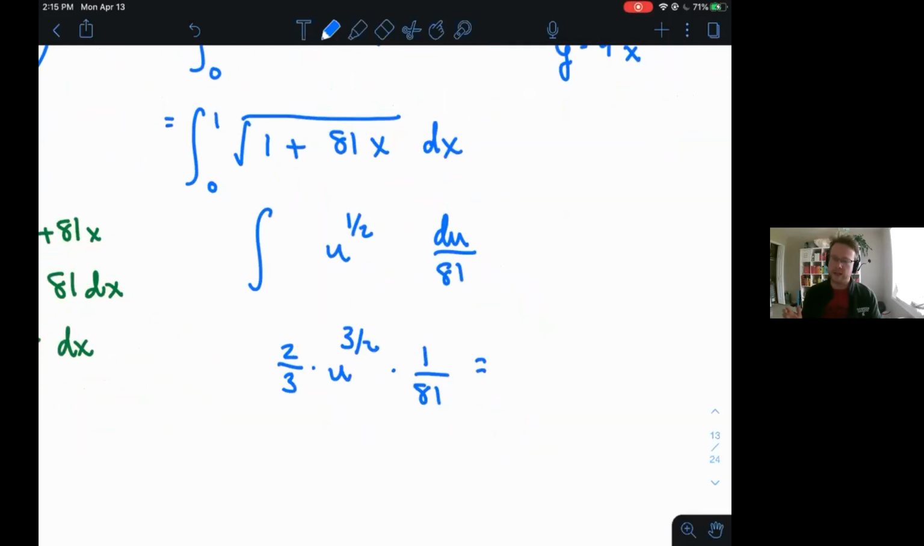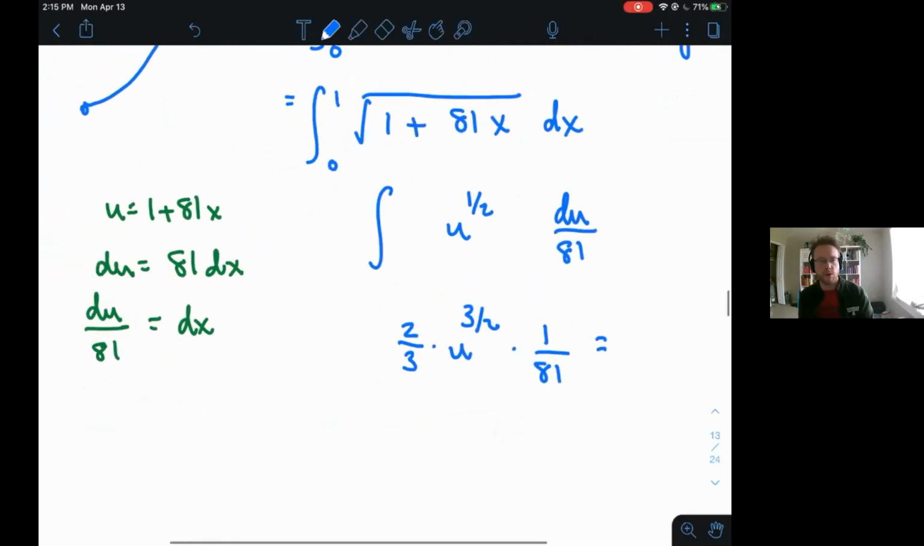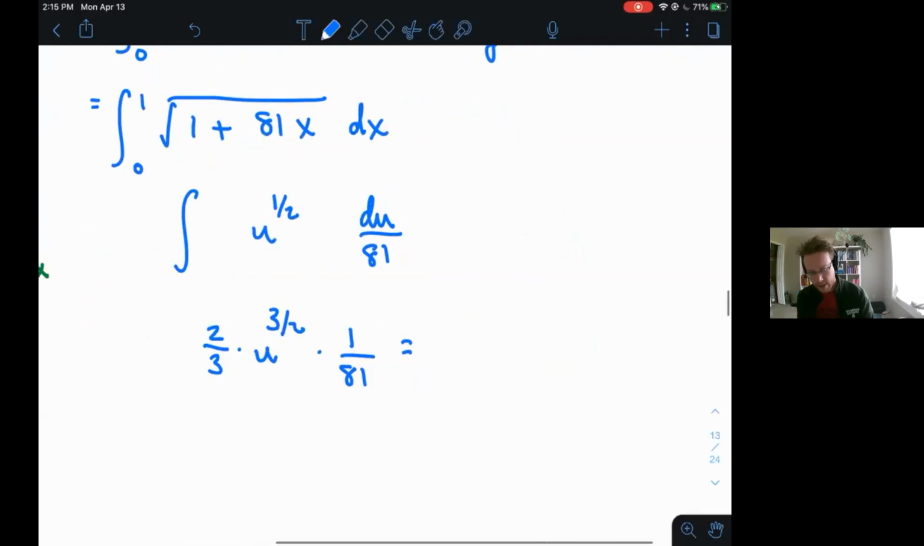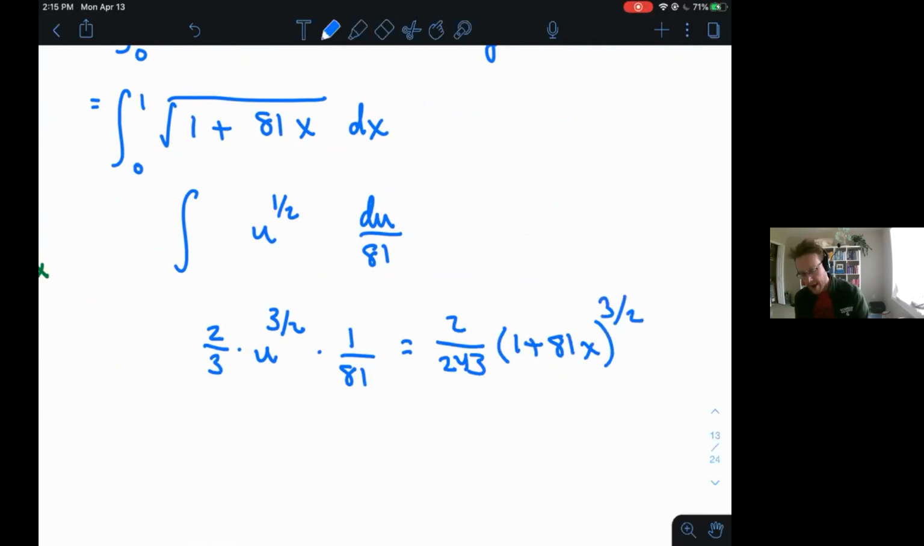And so let's now go ahead and swap back in everywhere we see u's. Let's put our x's. So u is equal to 1 plus 81x. This 81 and this 3, that's going to be 243, I believe. So 1 plus 81x instead of our u, and this is being raised to the 3/2 power. So that's all of the work for the antiderivative.